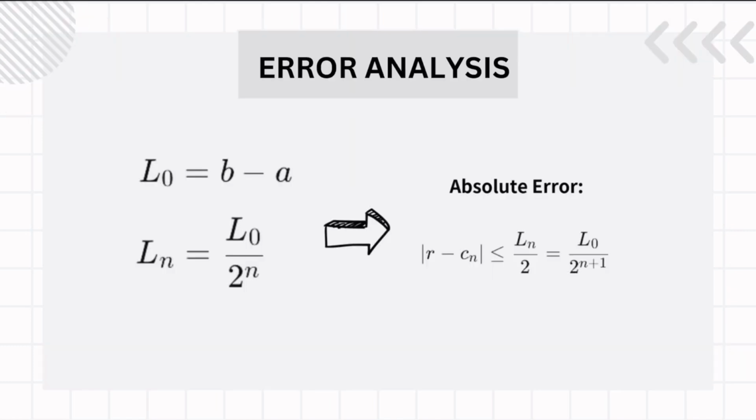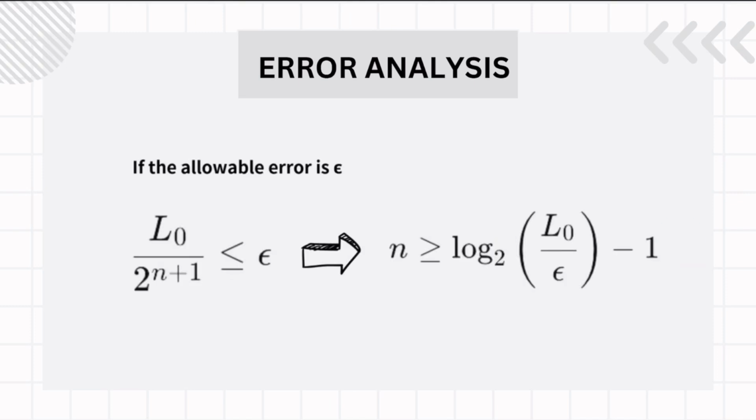Error analysis. First, we define L0 as the initial interval length, calculated as b minus a, where a and b are the initial bounds of the root. For each iteration n, the interval length Ln is halved and expressed as Ln equals L0 divided by 2 to the power of n. By substituting Ln, the absolute error can be further expressed as the formula on the right.